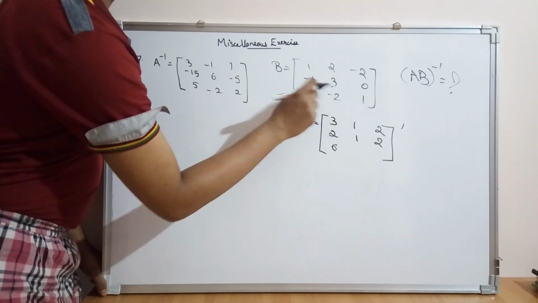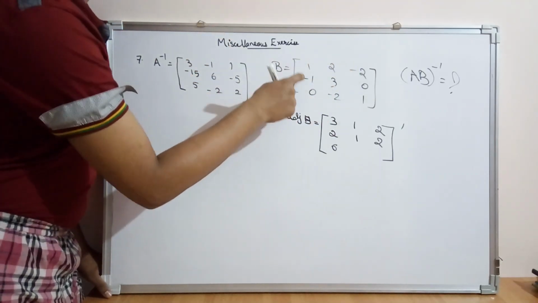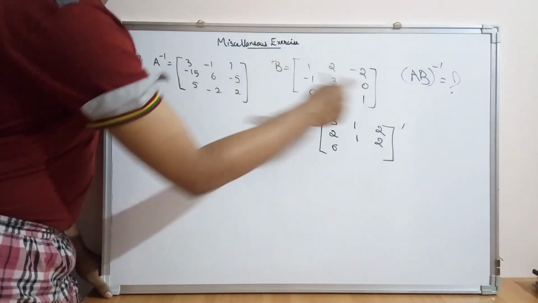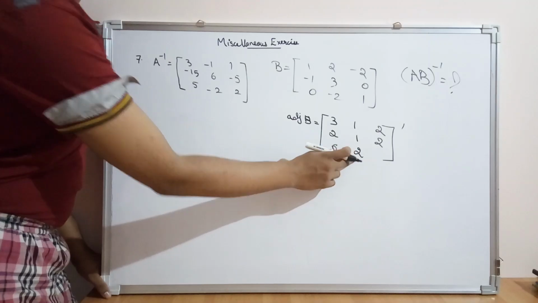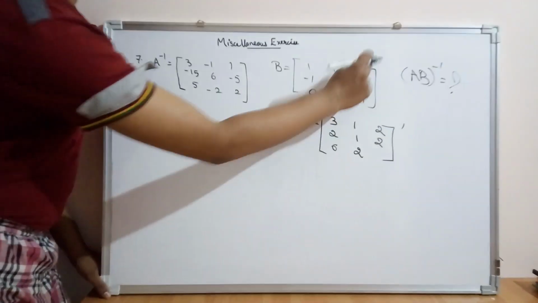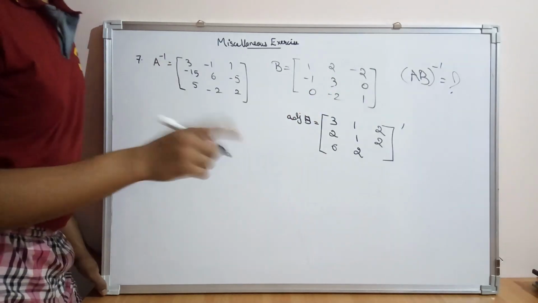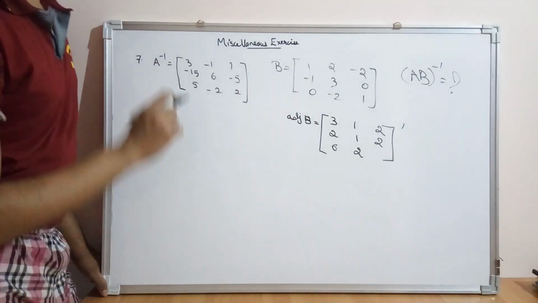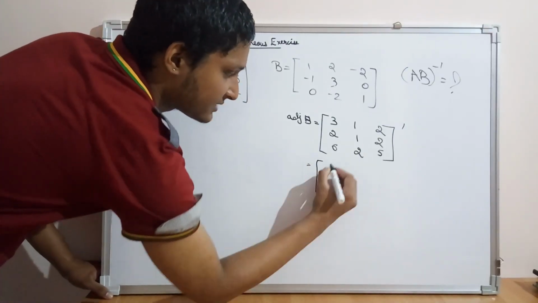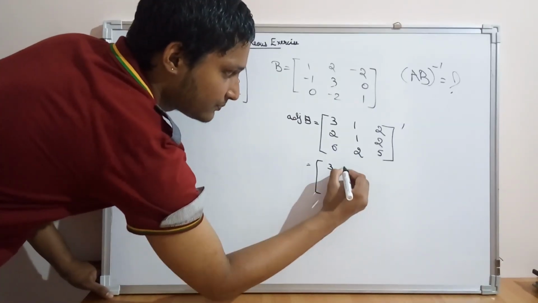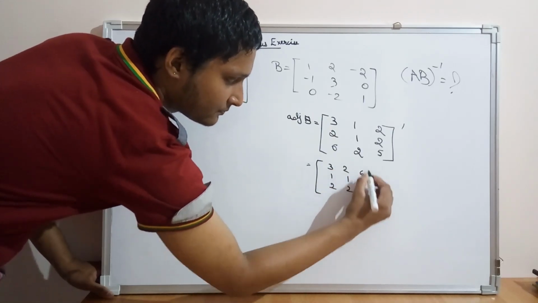Minus 1 into minus 2, that is 2, there should be minus of that because 0 minus 2, so it is minus 2 over here. Since it is this position, I made it plus. Now we have the last one, 1 into 3, that is 3 minus of minus 2, 3 plus 2 is 5. Okay, so you have 3 1 2, 2 1 2, 6 2 5.